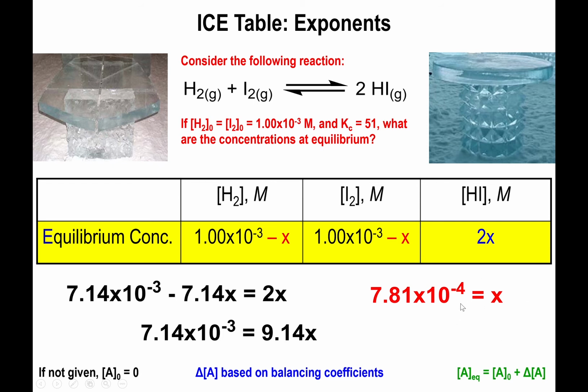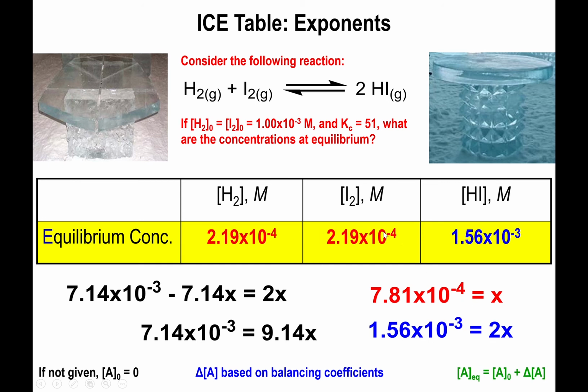But now that we have the value of x, we just need to input that into the expressions. And yes, if you multiply by 2, you're going to get 1.56 times 10 to the negative 3. Subtract the value of x from 1 times 10 to the negative 3, and you're going to get the following values for the equilibrium concentrations of H2 and I2. So this is another means by which you can find the equilibrium concentrations. It relies, of course, on the fact that the exponents for the products and the reactants are the same. If they are not, then you really can't do what I did to solve this problem.